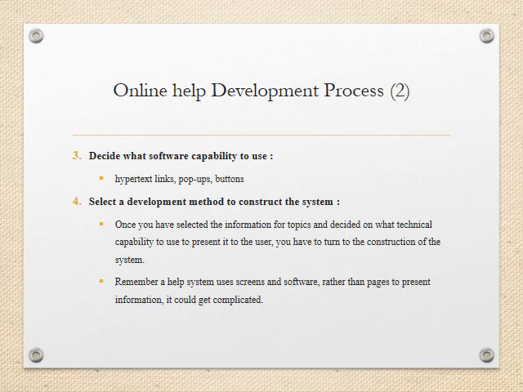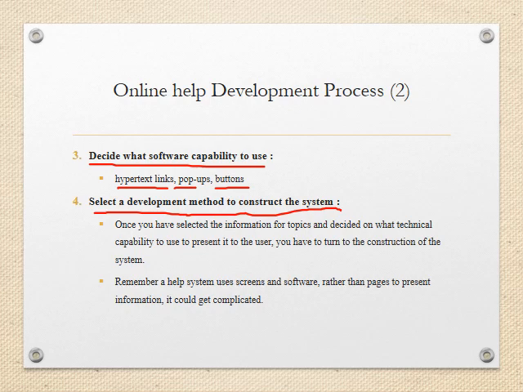Step number 3 of the online help development process: decide what software capability to use. Now we want to define a design format. For example, do we want to use hyperlinks, pop-ups, buttons? All of these are design and format things we use in order to be able to design an online help system. Phase number 4 or step number 4: select a development method to construct the system.